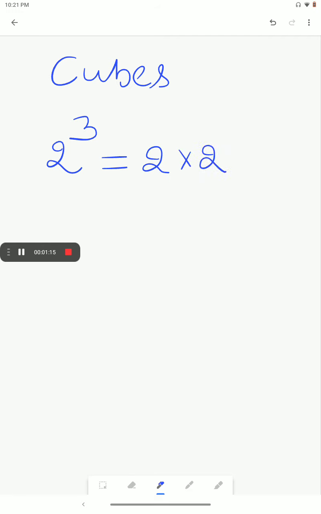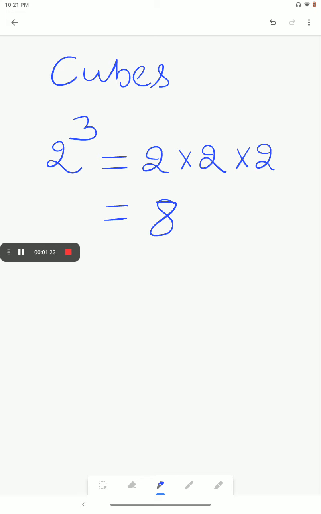Okay, let us start our discussion with cube. Anything raised to the power 3 is called cube. For example, 2 raised to power 3. This is called the cube of 2. Now, what do you mean by 2 raised to power 3? It means multiplying this 2 three times. And the answer is 8. It means 8 is the cube of 2.